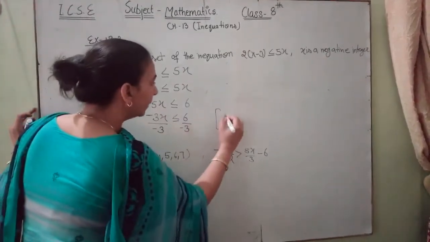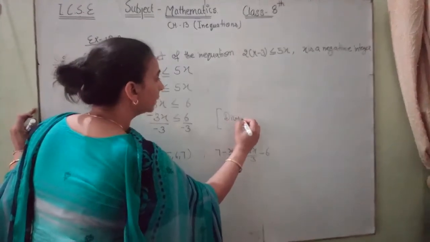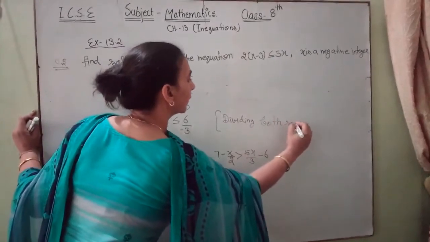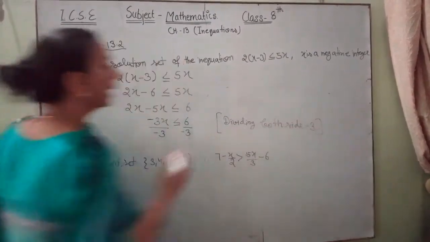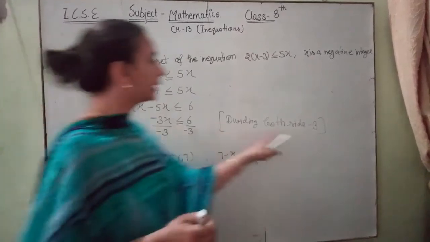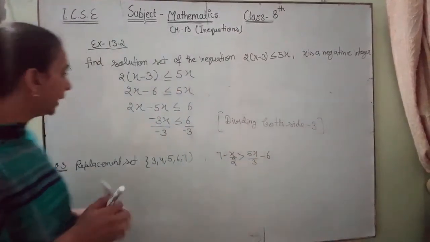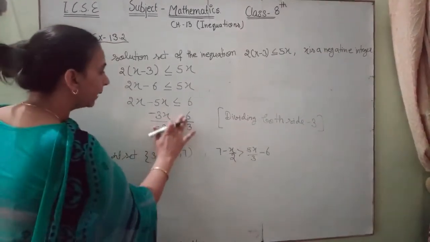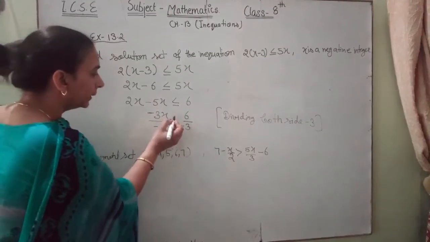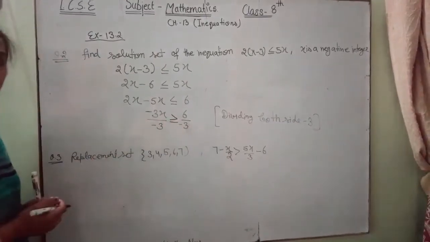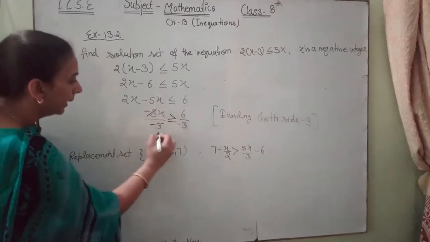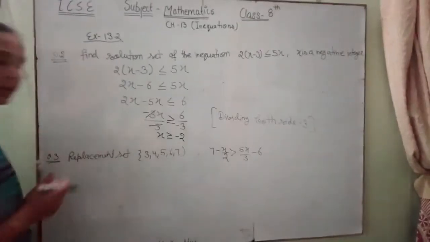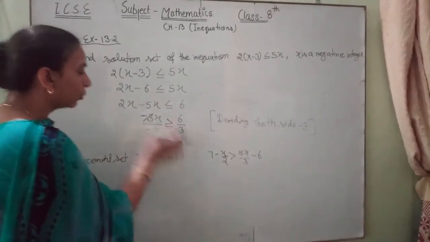We write dividing both sides by minus 3. Student, if we divide both sides by a negative number, then the sign of the inequality changes. Okay, then minus 3 cancels, x is greater than or equal to minus 2. Okay student, x greater than or equal to minus 2.